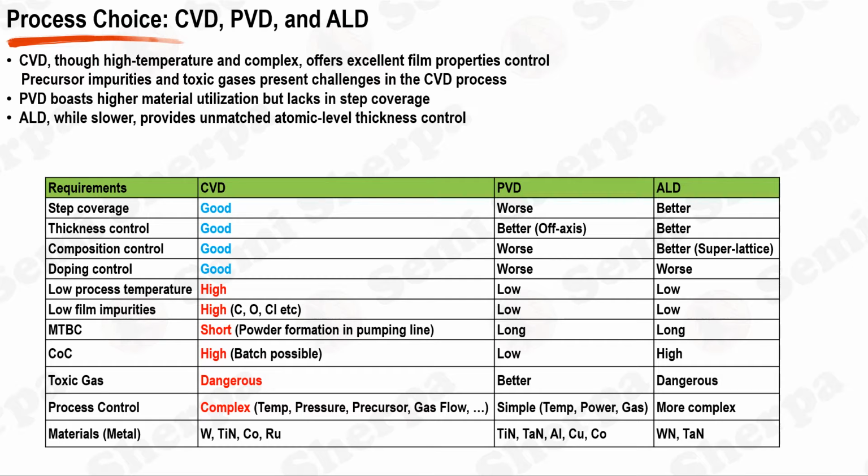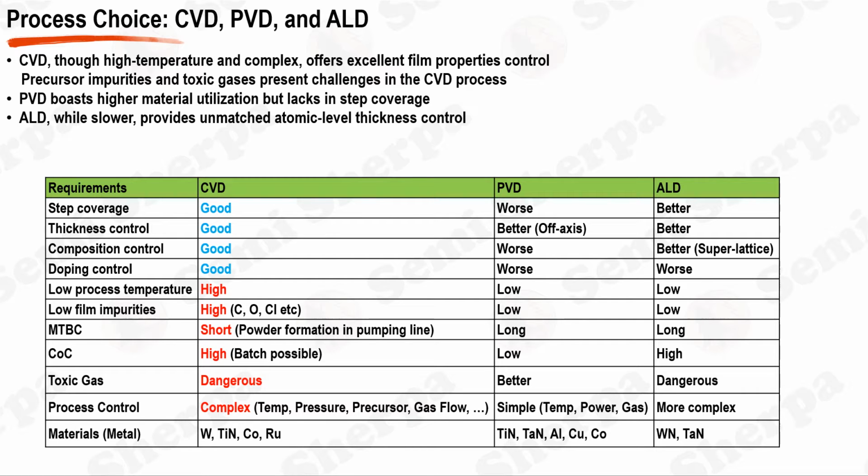Another challenge associated with CVD is the complexity of process control, given the number of variables involved including temperature, pressure, gas flow rates, and precursor ratios. This complexity can impact reproducibility and consistency, critical in high-volume manufacturing settings. Comparatively, PVD processes generally offer higher material utilization efficiency and do not usually require the use of toxic gases, leading to lower operating costs. However, PVD struggles with step coverage and can't match CVD's control over film properties.